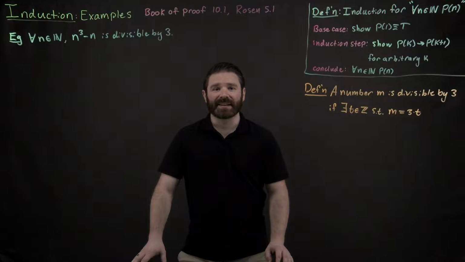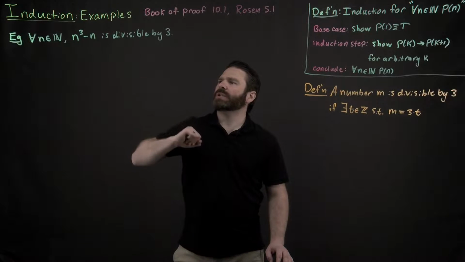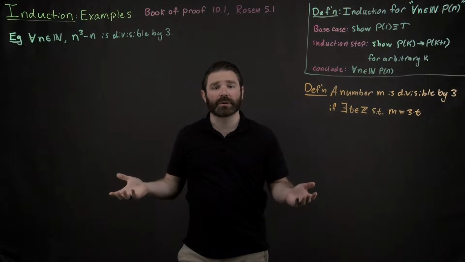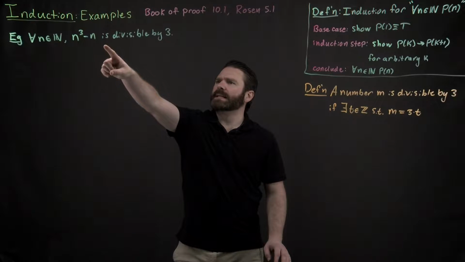So let's go ahead and look at another example. And I've written this example up here. We want to show that for every natural number, n cubed minus n is divisible by 3, and we want to be able to show this by induction. So we want to show n cubed minus n is divisible by 3.